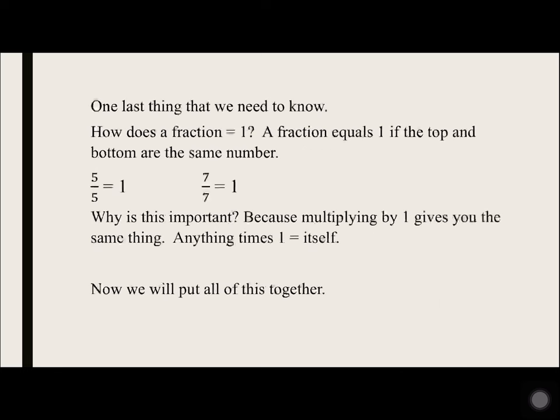One last thing that we need to know. How does a fraction equal 1? A fraction equals 1 if the top and bottom are the same number. 5 over 5 equals 1. 7 over 7 equals 1. Why is this important? Because multiplying by 1 gives you the same thing. Anything times 1 equals itself. Now we will put this all together.